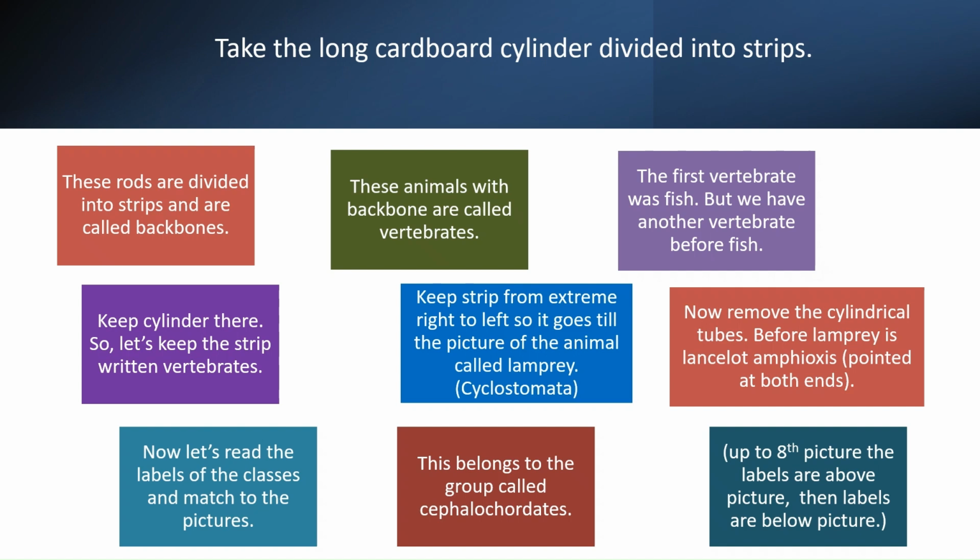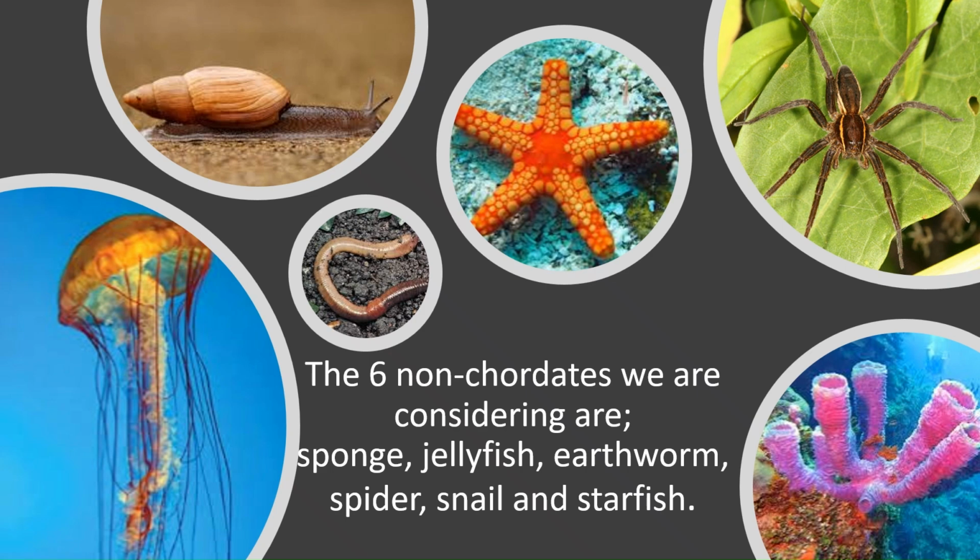Now let's read the labels of the classes and match them to the pictures. Up to the 8th picture, the labels are above the picture. Then the labels are kept below the picture. The 6 non-chordates we are considering are sponge, jellyfish, earthworm, spider, snail, and starfish.